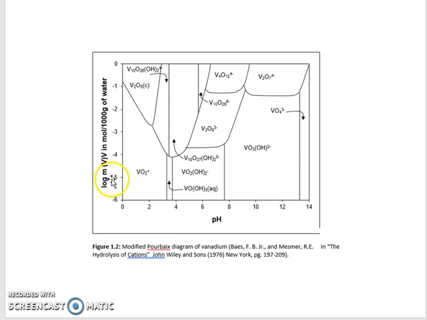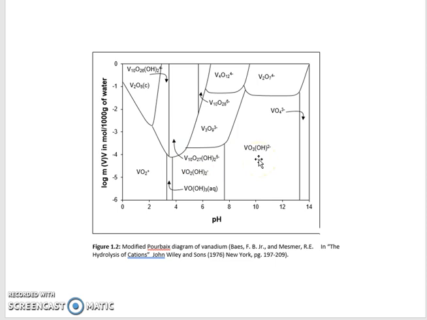Now, for instance, if you are sitting at a pH of 2 and a log molality of -5, then you have VO2+ as your species. For the same concentration of log molality of -5, if you increase the pH, say to a pH of 10, your speciation will change from VO2+ to VO3OH2-. So your species changes when you change your pH.